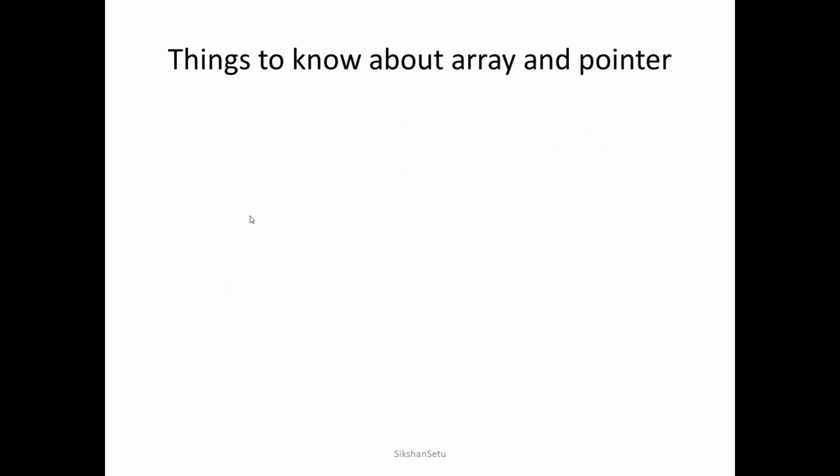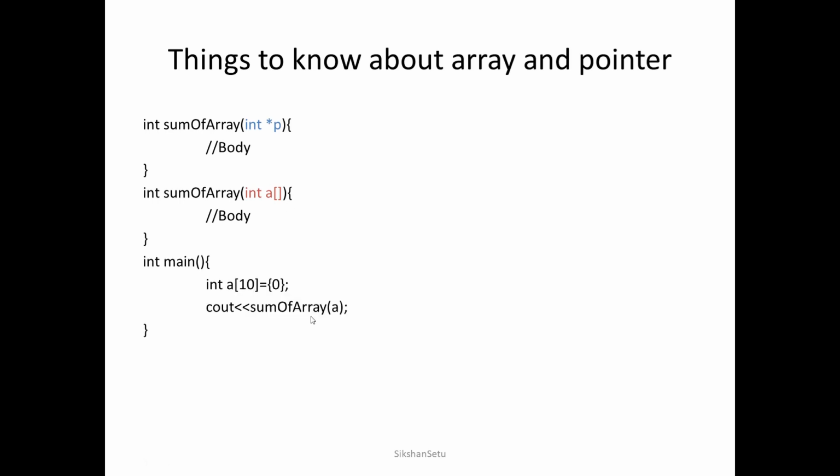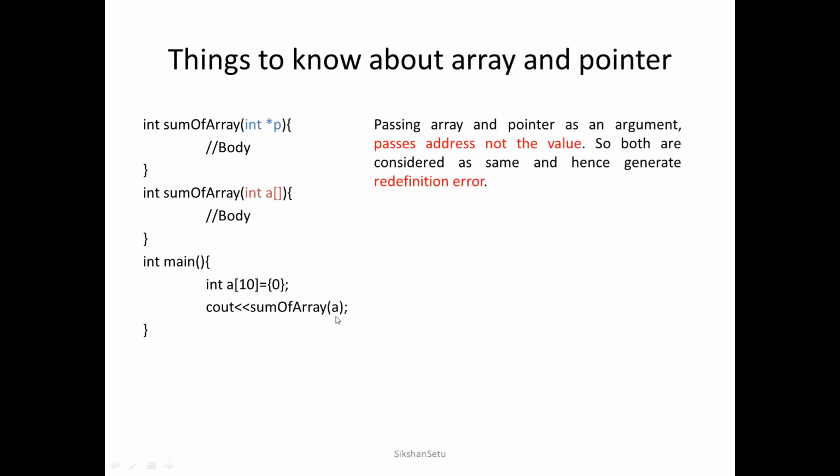Now, when we have arrays and pointers, again there may be chances of generating ambiguity or a problem. So we have two functions, sum of array. In one we have passed a pointer as an argument, in another we have passed an array as an argument. Then we are calling the function sum of array by passing an array. Now you must know that whenever we are passing this array, we are passing a, that means we are not passing data, we are passing the starting address of an array.